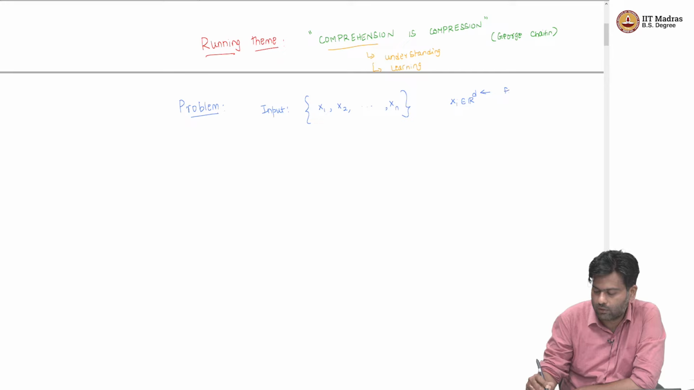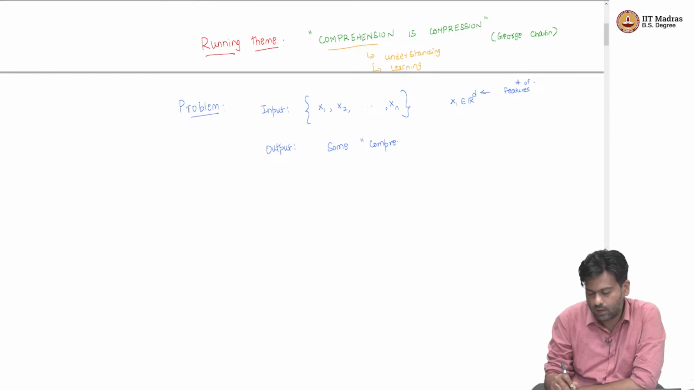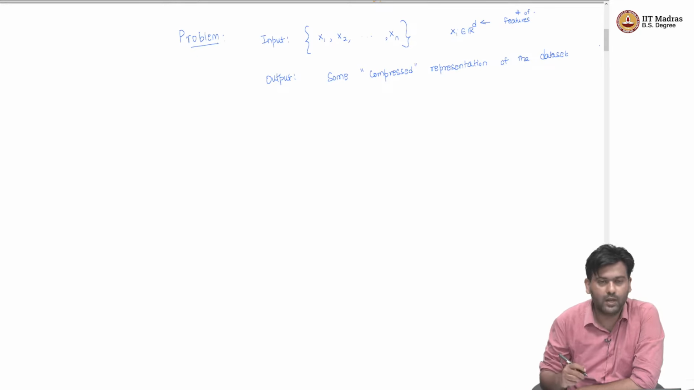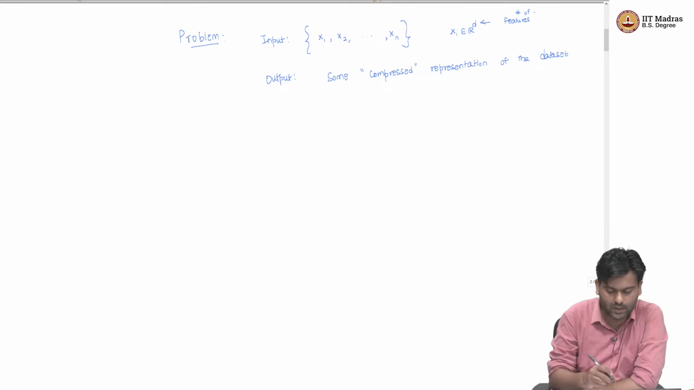So, this d can be thought of as features, the number of features. So, what is the output that we want? Well, because we are going to think of comprehension as compression, learning as compression, we want some compressed representation of the data set. Now, what does it mean to say we can output a compressed representation of the data set? That is the next question we have to ask ourselves.